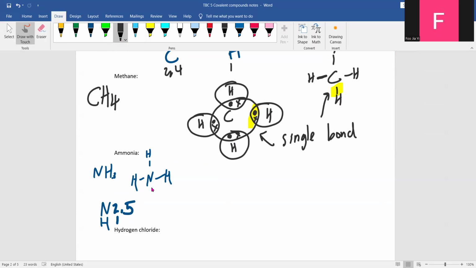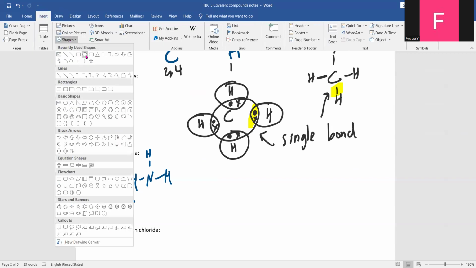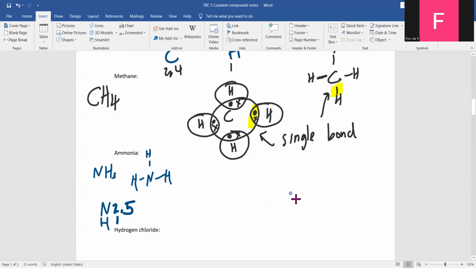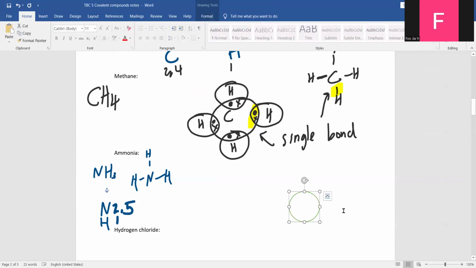How many pages? Three books. Yes. Ah, correct. Hydrogen and chlorine.